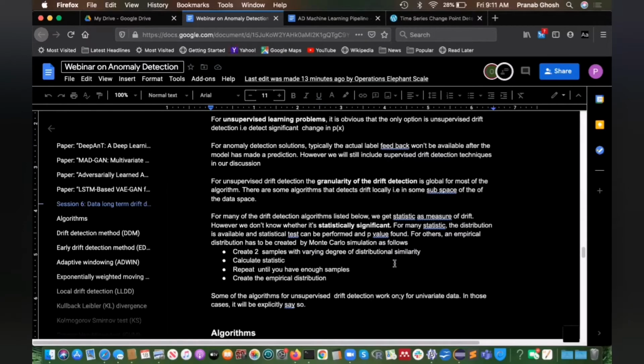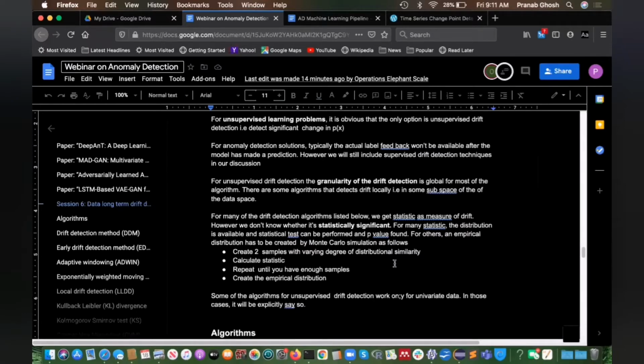Unsupervised drift detection can be categorized into two types based on the granularity of the drift detection. Most of the algorithms will detect drift at a global level. In other words, it detects drift that involves the complete data space. There are a few algorithms that will detect drift locally, only in some subspace of your total data space. Later on, we'll look at an example of that.